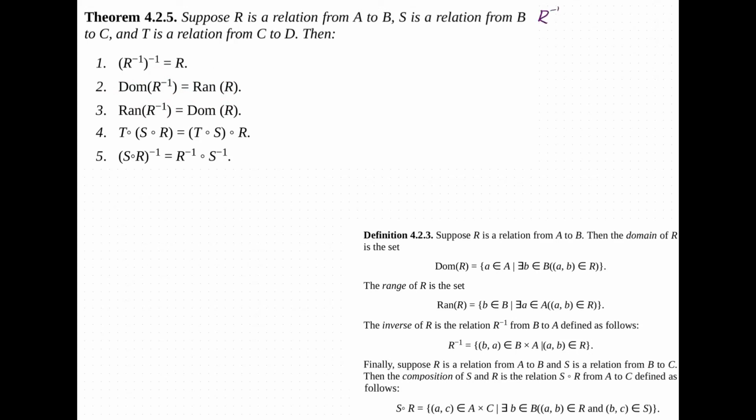I'm just going to make a comment. R to the negative 1, I'm going to call this here R inverse, and say it verbally. And then we have these compositions. The composition is associative. And finally, if we compose S and R, then take the inverse, it's the same as taking, first of all in terms of the ordering, S inverse, then R inverse, in terms of the composition.